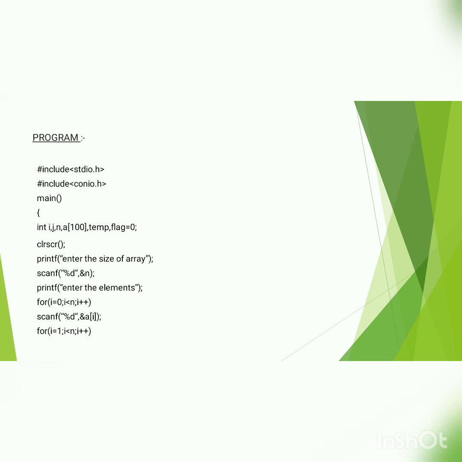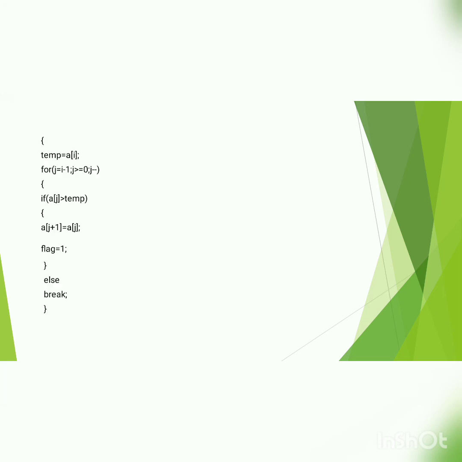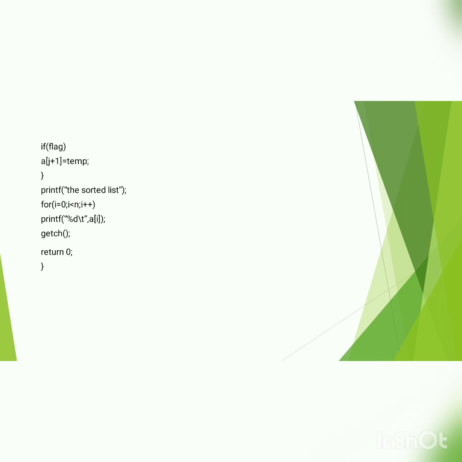i plus plus. temp is equal to a of i. Now the sub loop will start for j equals i minus 1, j greater than or equal to 0, j minus minus. Now in the loop, if a of j is greater than temp, then a of j plus 1 equals a of j, flag equals 1, else break. This is the sub loop. If the sub loop condition is true, then we will go to the step printf the sorted list for i equals 0, i less than n, i plus plus, printf %d a of i.